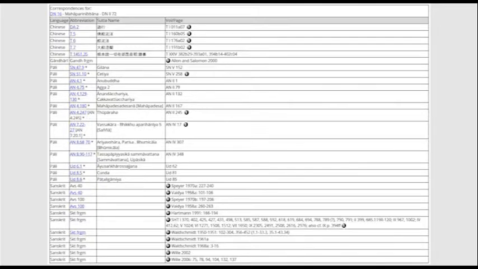Now, from this table, it seems that there's no Tibetan parallels, but I think that's likely to be a mistake, and I think it's very likely that there are Tibetan parallels.